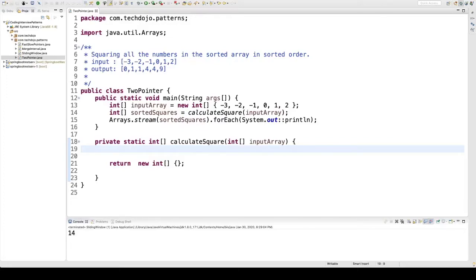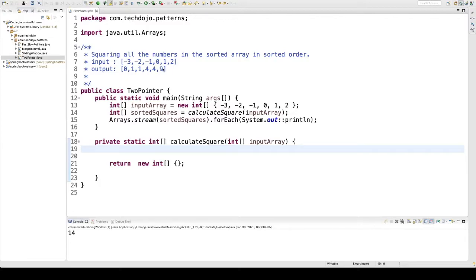Hello everyone, welcome back. In this video, we will learn two pointer patterns. So this is basically like we will be using two pointers to solve the problem. I mean, that's what it means. So let's take an example and learn how we can implement it using this.